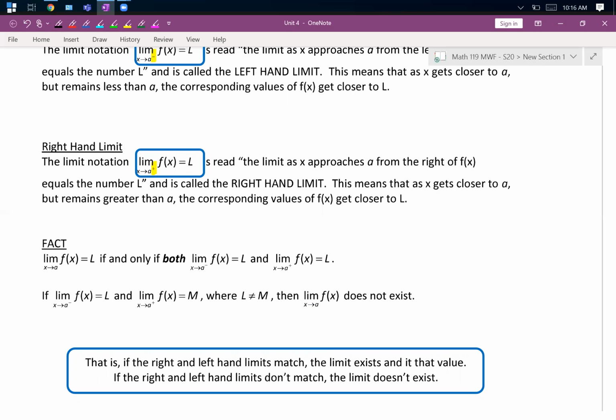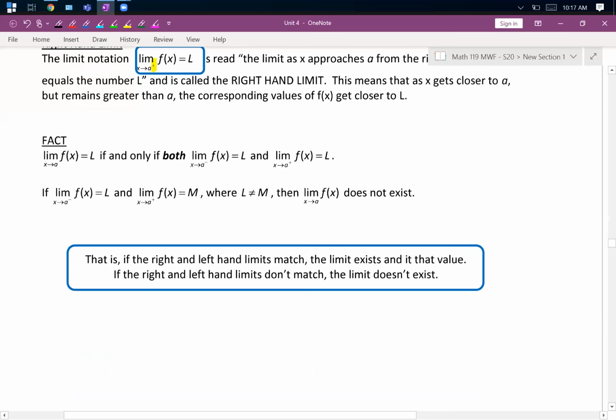It is a fact that the limit as x approaches a of f of x is equal to L if and only if both the left and right hand limits equal that number L as well. If your left and right hand limits equal different numbers, so that's our notation there. The limit as x approaches a from the left equals L, while the limit as x approaches a from the right equals M. Right? So if those two limits are not the same, then the limit as x approaches a does not exist. So the left and right hand limits have to match in order for the limit as x approaches that number in general for it to exist.